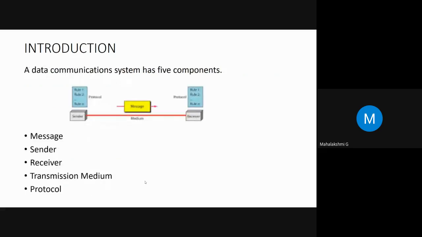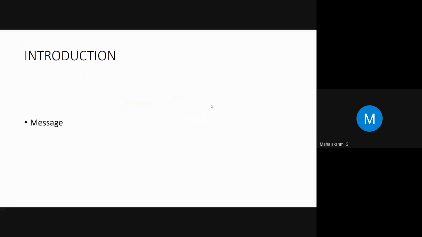So now we are going to see the components of the data communication system. Here we have 5 components. The first one is message, sender, receiver, transmission medium, and protocol. These are the basic 5 components used in a data communication system. So first we will see them one by one.